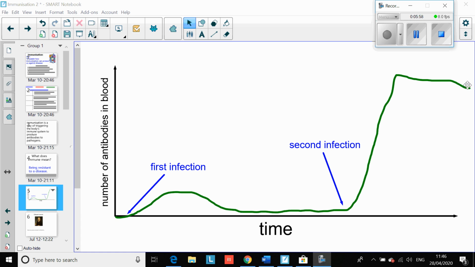So what I would like to do is just explain this graph in maybe 3 to 4 sentences about why it takes us a little bit of time to beat the bacteria or virus first time, why our number of antibodies never goes back to 0, and why we have such a steep increase compared to the first infection when we have a second infection. Okay, so pause the video and do that now, please.